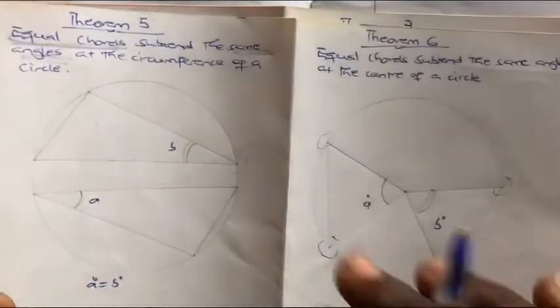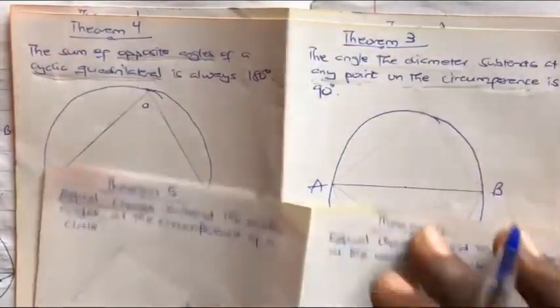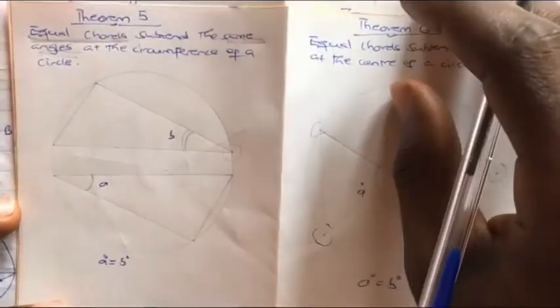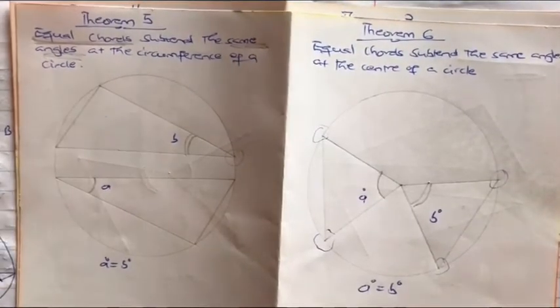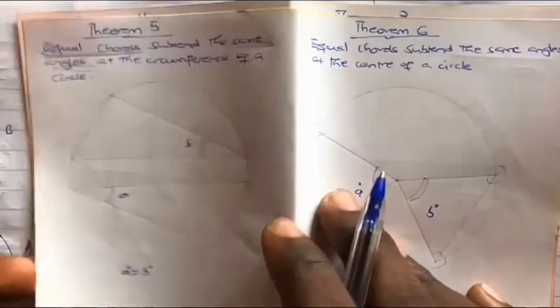Then we also tackled theorem 5 and 6. Theorem 3 and 4 and then theorem 5 and 6. So we talked about equal chords subtending the same angle at the circumference, or equal chords subtending the same angles at the center. Okay, so that's theorem 6. Before we continue to theorem 7, there's another property, okay, from theorem 1.